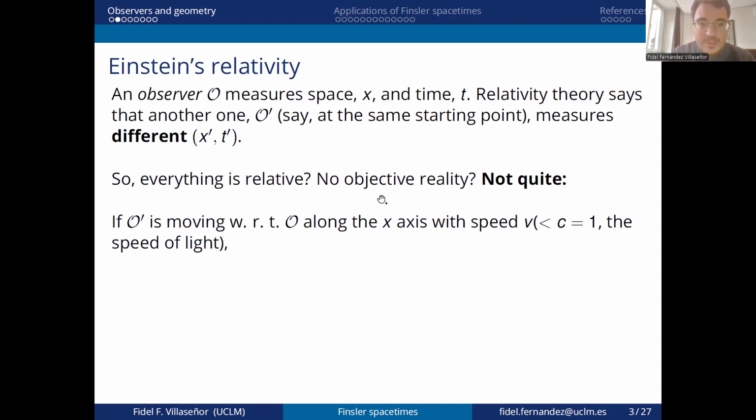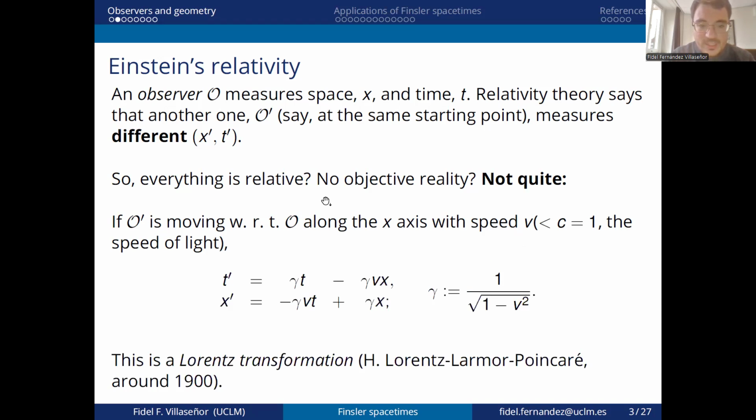Well, not quite. Because if, for example, the second observer O prime is moving with respect to the first one along the x-axis with some speed v, then the theory says that there is a very precise relation between the space and time measured by the second observer and the space and time measured by the first observer. And the relation is precisely this one, which includes this factor gamma depending on the velocity. And this is called a Lorentz transformation, which was around, by different authors, really before the birth of relativity theory by Einstein. But beyond details, the important thing is that the measurements are different between the different observers, but still there is a very precise relation between the two measurements. And in this sense, the measurements are still coherent.